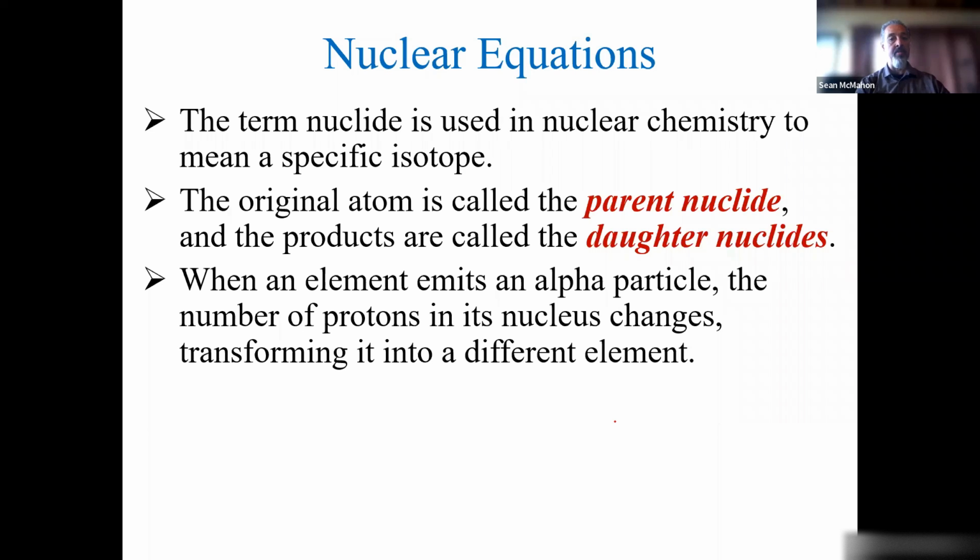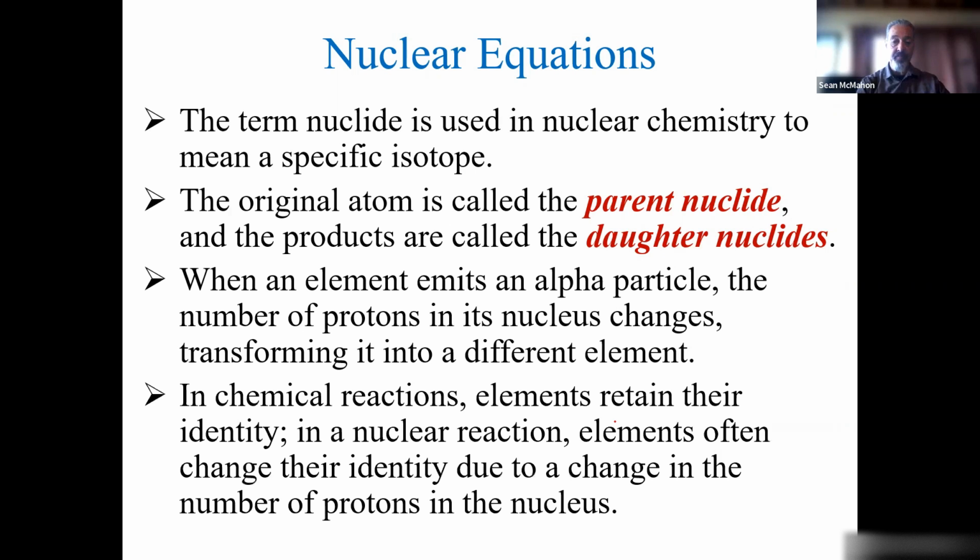So when an element emits an alpha particle, the number of protons in the nucleus changes, so it's a completely different element. In chemical reactions, and this is the difference between balancing nuclear and chemical reactions, the elements retain their identity, right? We're just balancing by coefficients to make sure there's the same number of atoms on both sides, according to the law of conservation of mass. That's why we change only the coefficients.